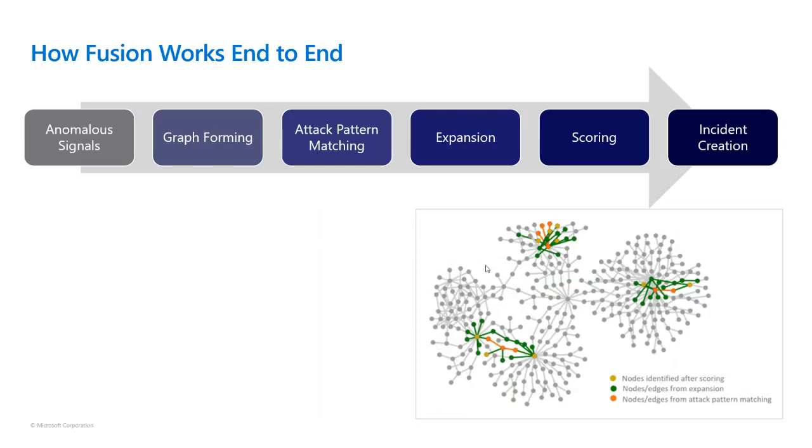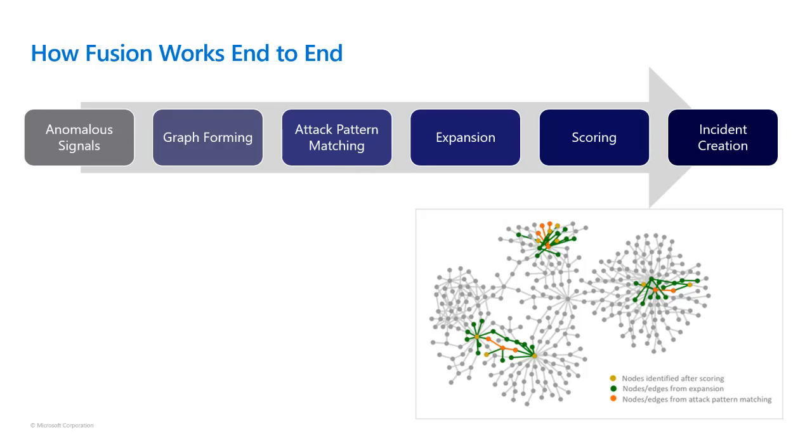So the last step before incident creation is scoring. Fusion applies a scoring step to decide, first, whether we trigger an incident, and second, which are the most relevant alerts, anomalies, or entities to include in the incident. In the example here, the yellow colored nodes are the most relevant ones to include in an incident after scoring.